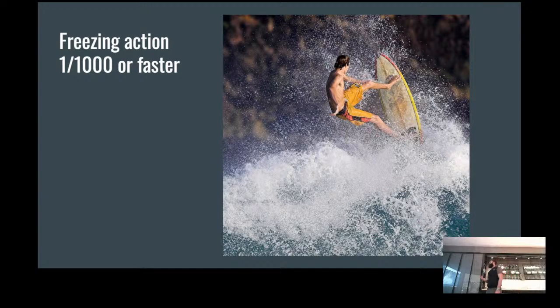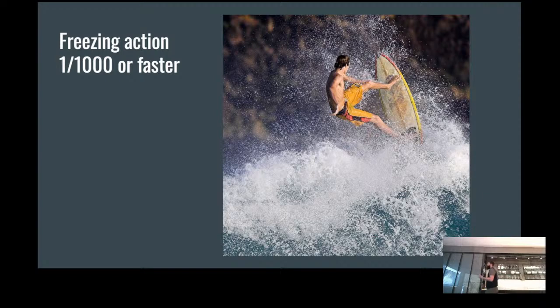First, one of the things that you can think about too is that to freeze action, especially in a high sports or high movement kind of involved area, is to go at least 1/1000th of a second or faster. That's going to ensure that you get a good stoppage on the frame and that you're getting the picture that you want.